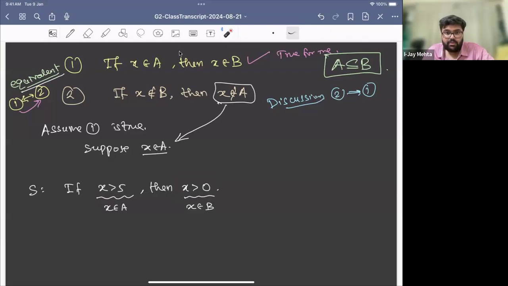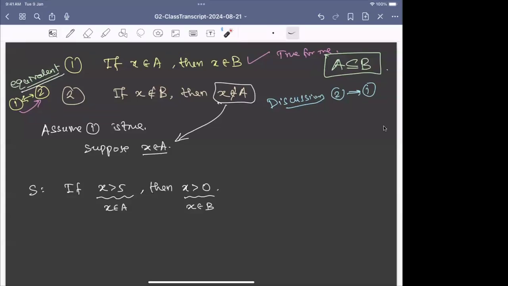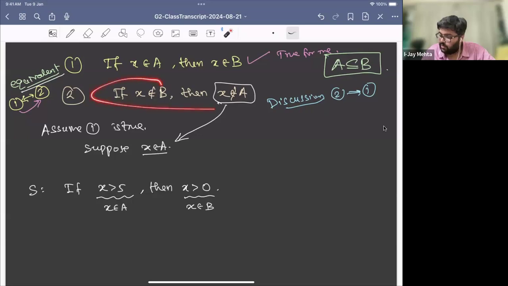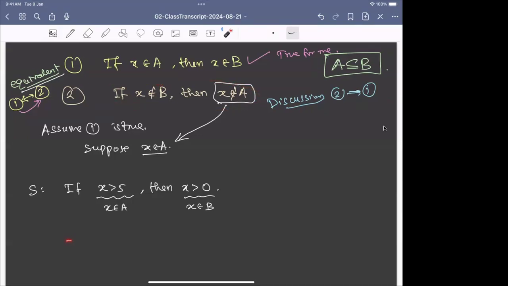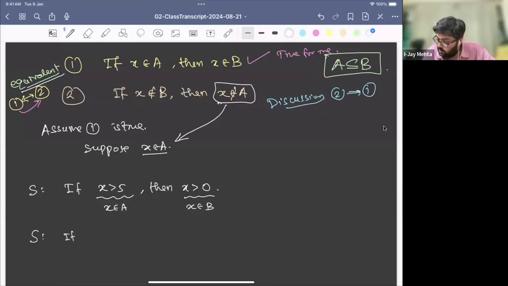Room number 10, Sonali, are you there? Yes, sir. Can you give this kind of statement? If x is not equal to 0... if x is greater than 0, then x is greater than... Very good, Sonali. Thank you.